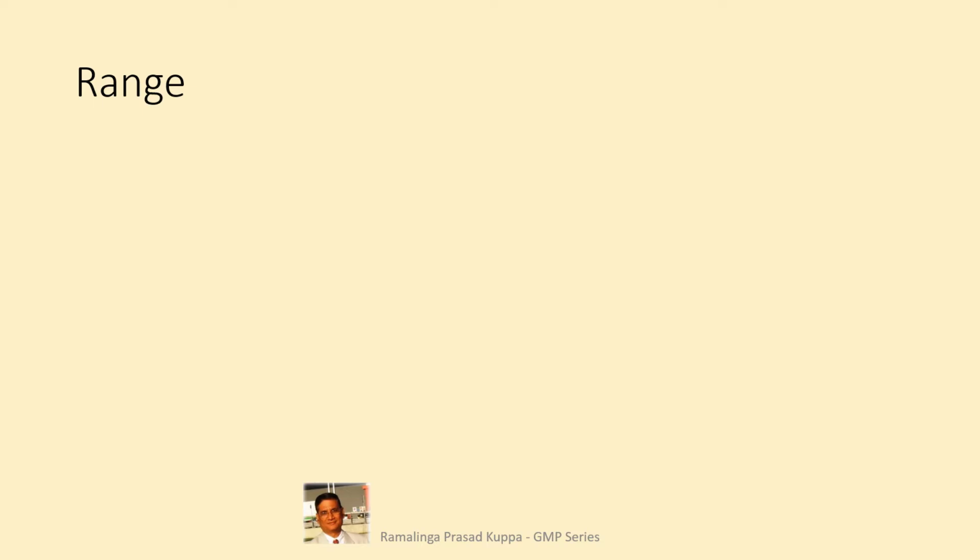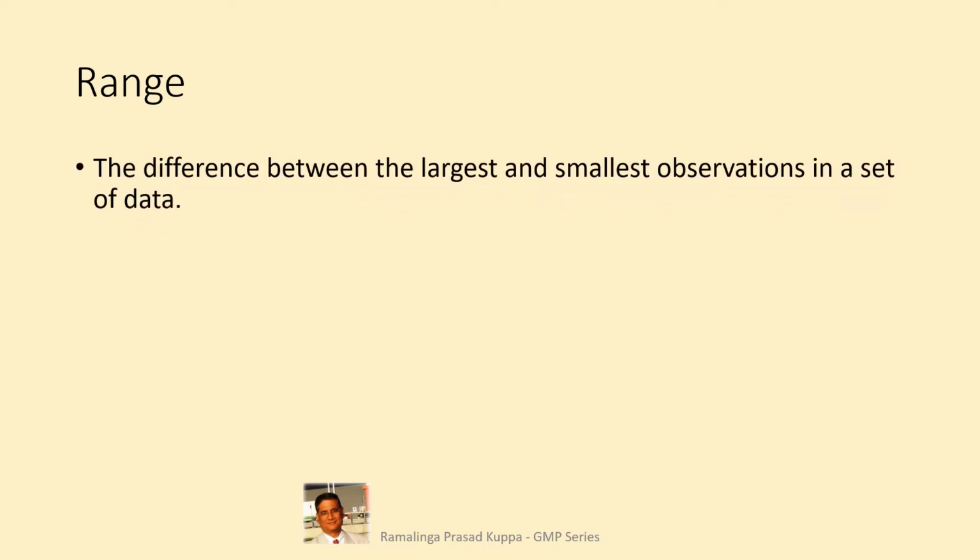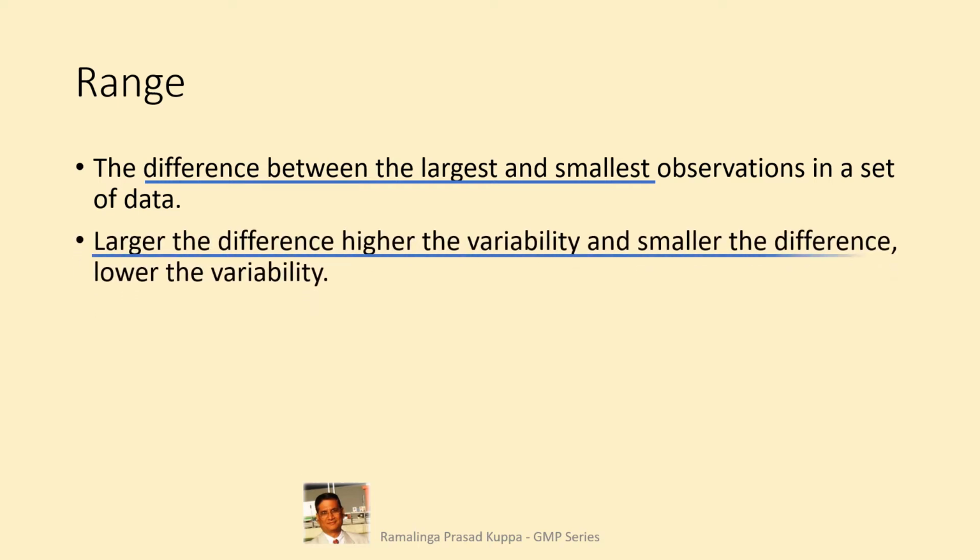Let us see what is a range. The difference between the largest and the smallest observations in a set of data. By simple logic, the value between the maximum and minimum is called a range. Larger the difference, higher the variability, and smaller the difference, lower the variability. Obviously, more the difference between the largest value and the lowest value, the range or variability is more.